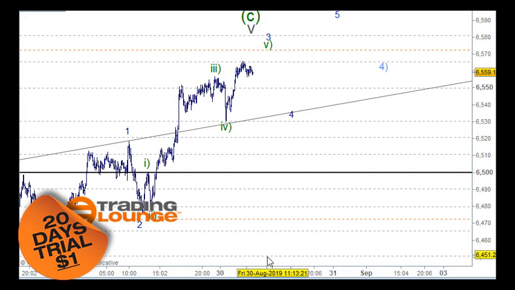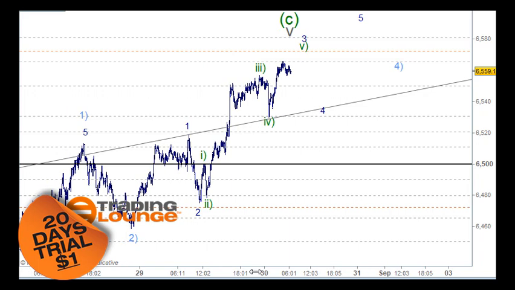But I think also too, if you're trading this market, even if you don't trade the S&P 500, you should tune into that wave count, because we're also looking for a top there as well, and it's a bit more clearly defined there. All right, let's move on to the other markets.